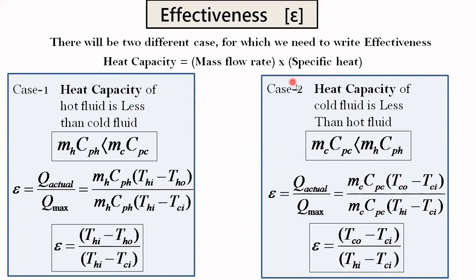So depending on the case, if you want to write down the effectiveness directly in terms of temperature difference, you can write down this way. Always write down THI minus TCI in denominator, and in numerator write down the temperature difference for the fluid whose heat capacity is less. For example, here hot fluid, so directly write down THI minus THO. Here the heat capacity for cold fluid is less, so you can write down TCO minus TCI. In denominator always there will be THI minus TCI.